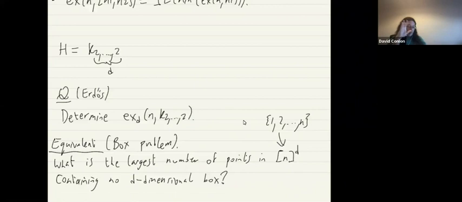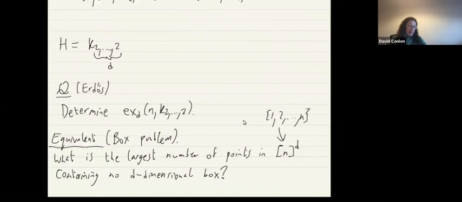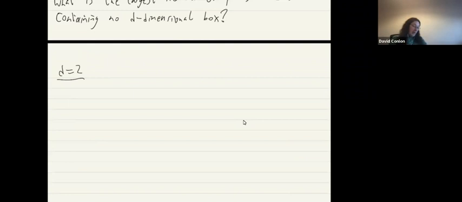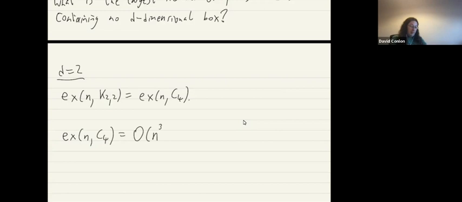The first case is actually extremely basic. The first case is when d equals 2. In that case, what we're interested in is the extremal number of K_{2,2}, which is just the same thing as the extremal number of a cycle of length 4. So in this case, we know on the one hand that the extremal number of C4 is big O of n to the 3/2. In fact, you can do something much more precise than that. I'll talk about that in a second. This is a result, again, of Kővári, Sós, and Turán from the 50s.